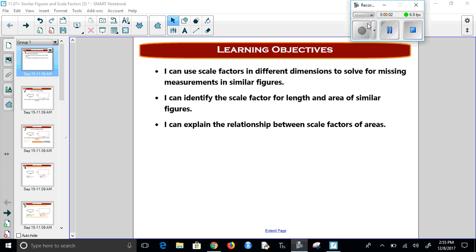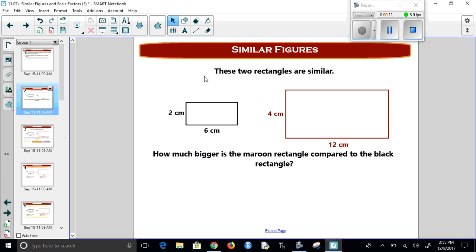Hello, today we're going to look at similar figures and scale factor in relation to area. Now we did a whole chapter on similar figures where we found sides, but now let's look at areas. So there's a really interesting question. How much bigger is this maroon rectangle compared to the black triangle? Well, the sides are twice as big, but is the area twice as big? Hopefully you can look at that and see like this looks a lot bigger than twice as big.